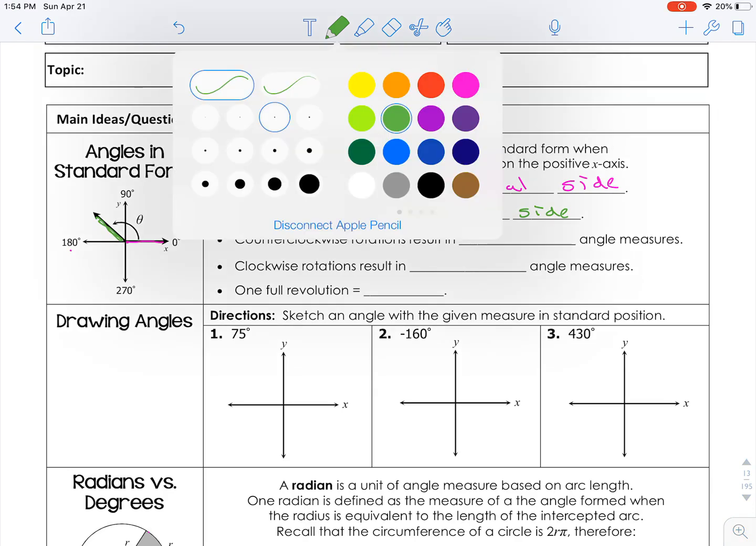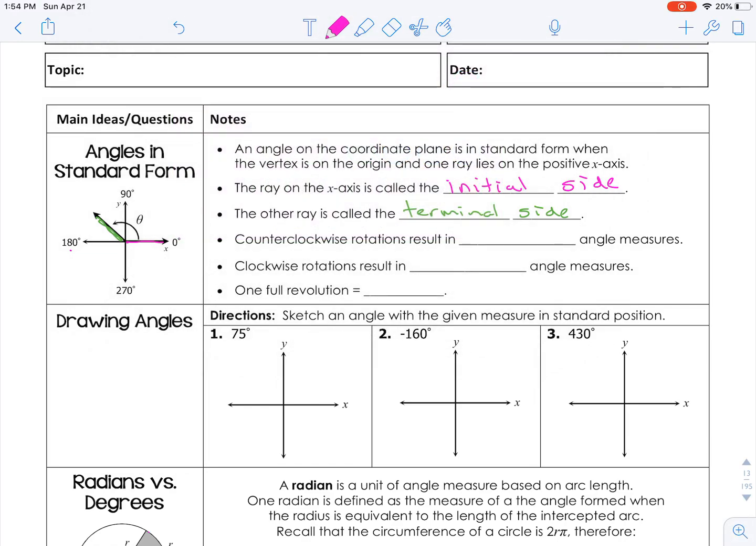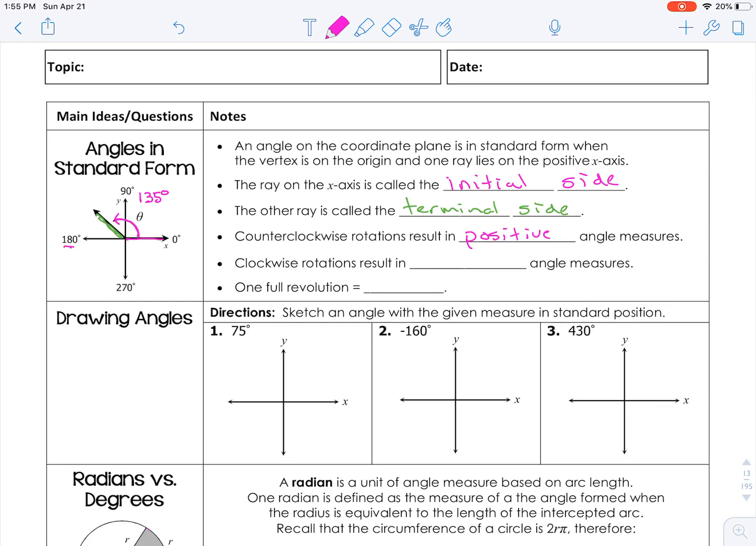Counterclockwise rotations result in positive angle measures. So this angle right here, since it is going in the counterclockwise direction, is going to be positive. And look, it looks like it would be about 135 degrees because it's about halfway in between 90 and 180.